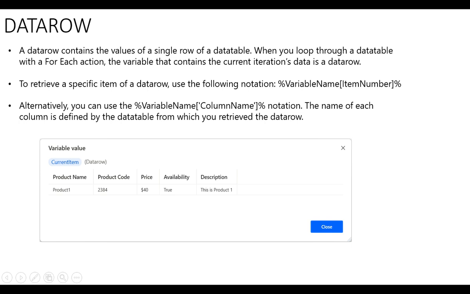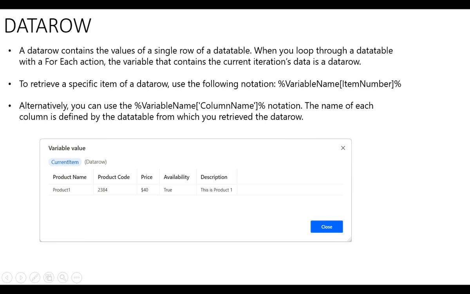So what is a data row? A data row contains the value of a single row of a data table. When you loop through a data table using the for each action, the current data we are getting is in the variable called a data row. Okay. So again, you read it through the syntax: variable name and item number, or you can give the column name.